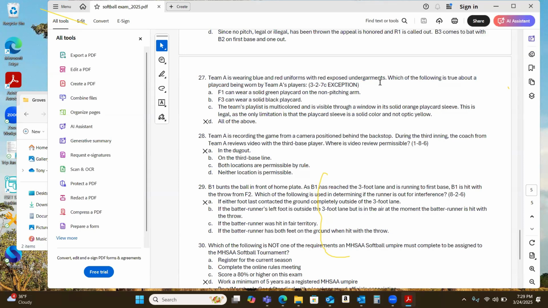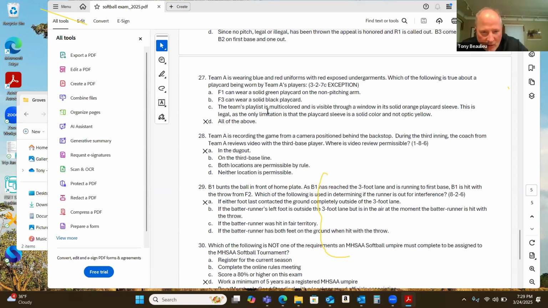Okay, thank you. F1 can wear a solid green play card on the non-pitching arm. F1 is the pitcher, by the way. F3 is a first base person. They can wear a solid black play card. So what they're saying is that the play cards don't have to be the same, but they have to be a single color and not a bright yellow. And then C, the team's playlist is multicolored and is visible through a window in its solid orange play card sleeve.